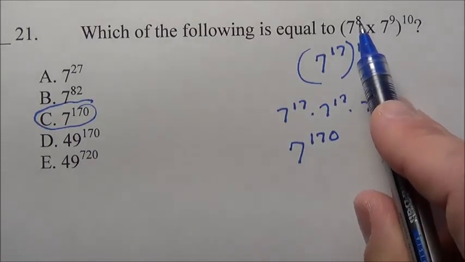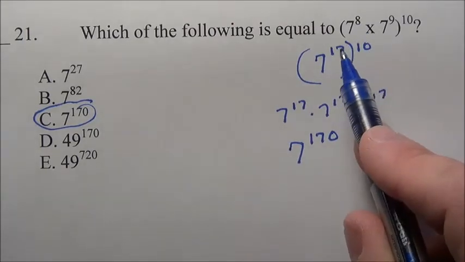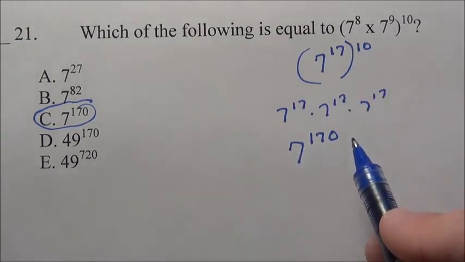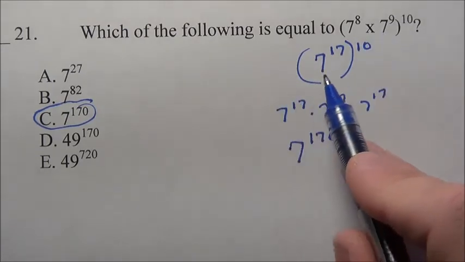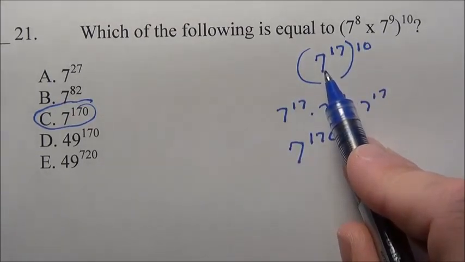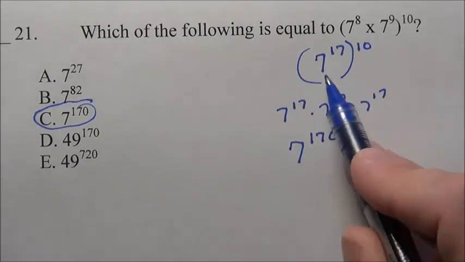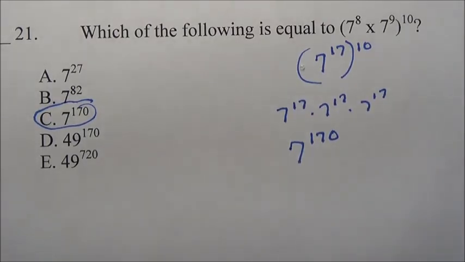Again, 7 to the 8th, what does it mean? You learned at a very young age that means you have 8 7s. You have 9 7s here, so you have a total of 17 7s. Then I have 10 sets of 17, so I have 170 of the 7s.